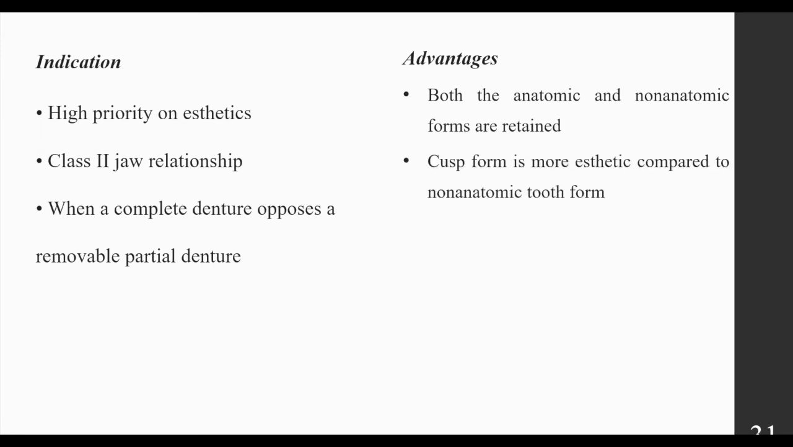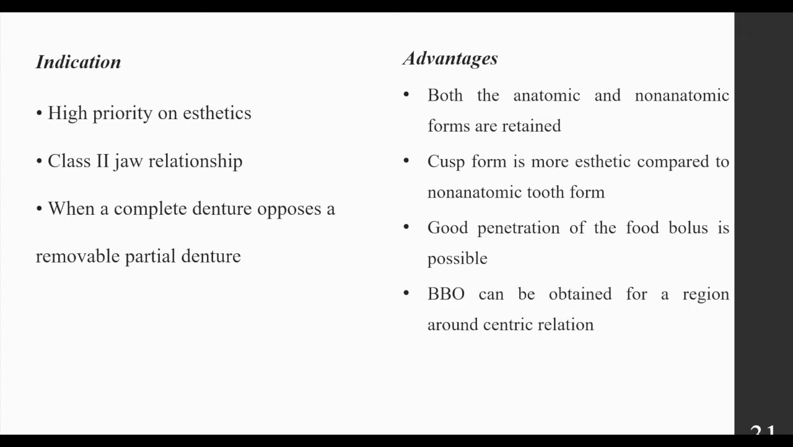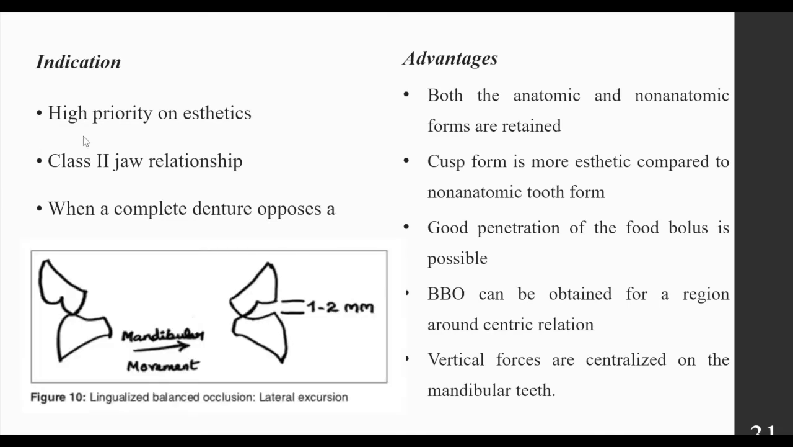Cusp form is more aesthetic. There is a good penetration of the food bolus. Bilateral balance can be obtained for a region around the centric relation, and vertical forces are centralized on the mandibular teeth. So, in the lateral excursive movements, the clearance between the maxillary and the mandibular buccal cusp increases the lever stability.